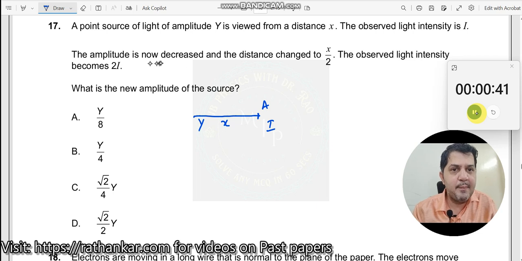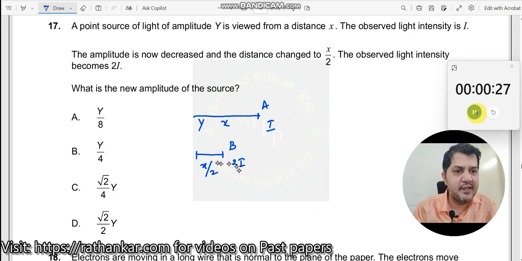The amplitude is now decreased. I do not know to what extent it has been decreased. And the distance is changed to x by 2. This is the point B over here. The observed light intensity becomes 2I. When you come nearby, intensity will increase. Okay. So what is the new amplitude of the source?